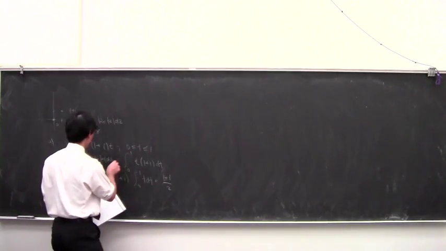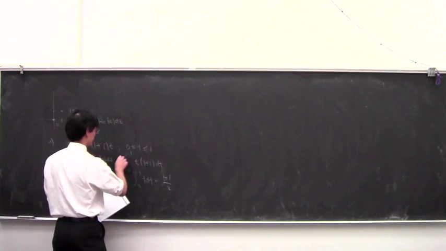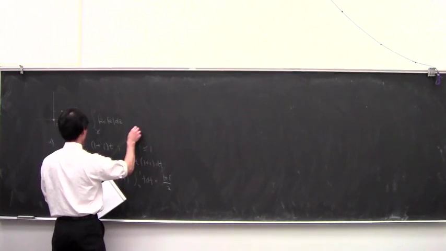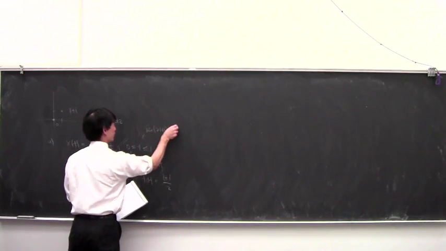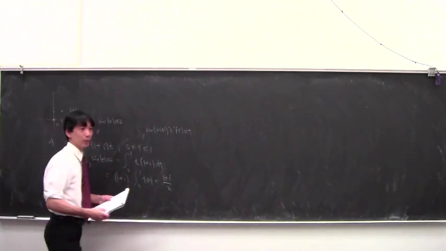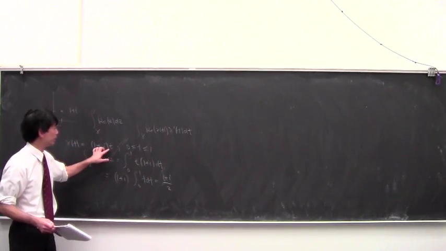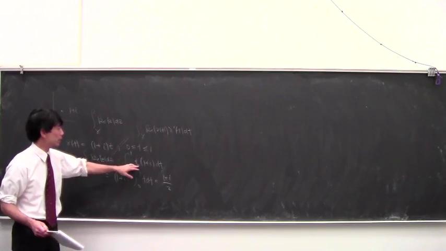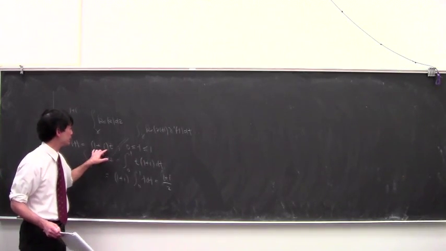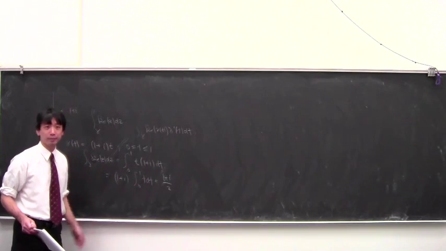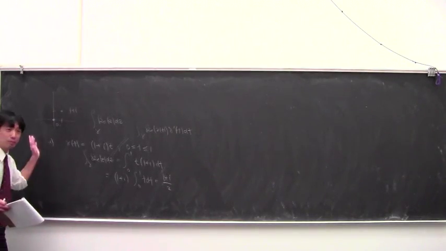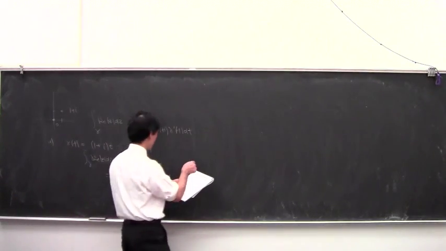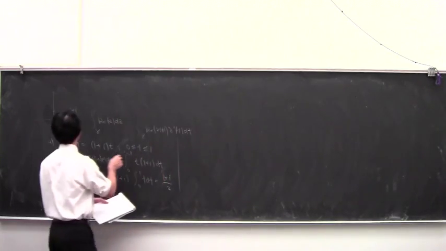Remember, this is going to be the real part of gamma of t, times gamma prime of t, dt. And so the real part of this is just t, and gamma prime is 1 plus i, and the other dt. Okay, so that's one calculation, and then we'll do another calculation.